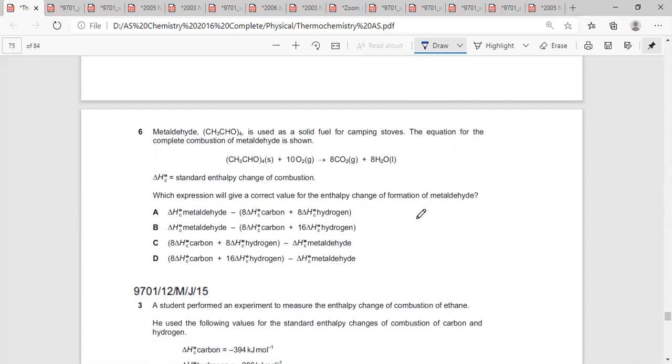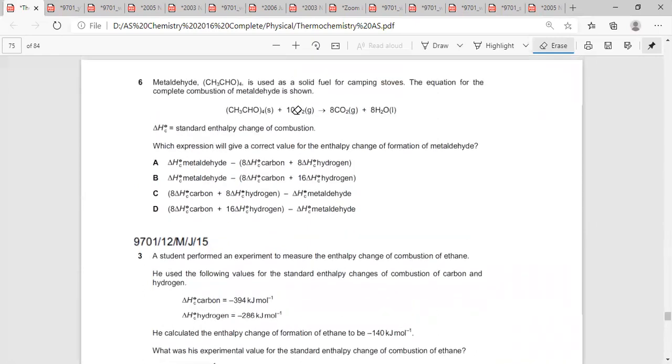Methanal. So here, now there's 4 here. If you don't know it, this is 4 here. It's used as a solid fuel for camping stoves. The equation of the combustion. So I'll give you here. To make it easier, I want to use this here. I'll put it a bit bigger so you can see clearly.